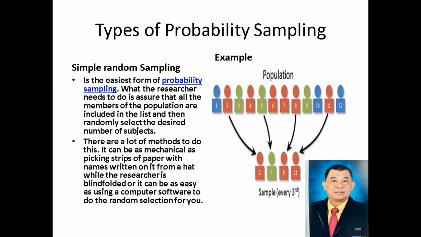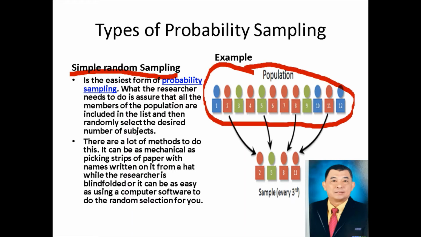All right. The first type of probability sampling is simple random sampling. This is the easiest form of probability sampling. What the researcher needs to do is assure that all the members of the population are included in the list and then randomly select the desired number of subjects. For example, this population contains 12 individuals. And in probability sampling, as we say, every individual inside the population has an equal chance of being selected.